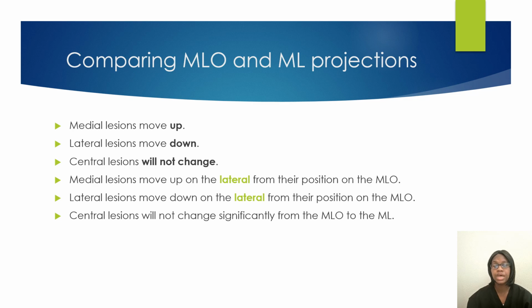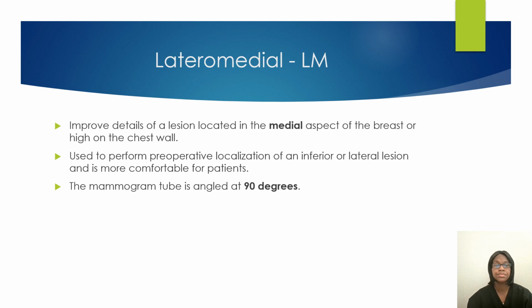Medial lesions move up on the mammogram image and lateral lesions move down. Central lesions will not change. Medial lesions move up on the lateral from the position on the MLO. Lateral lesions move down on the lateral from the position of the MLO. So you will not see central lesions change on the MLO or the ML view.